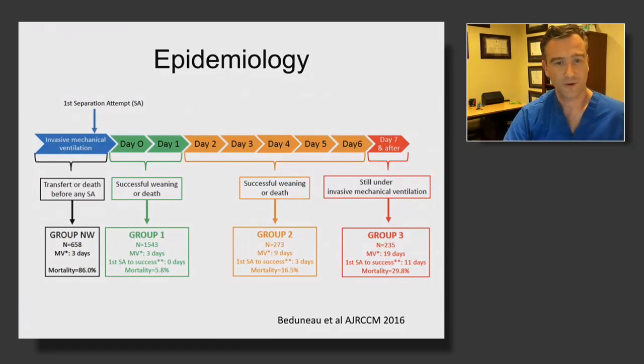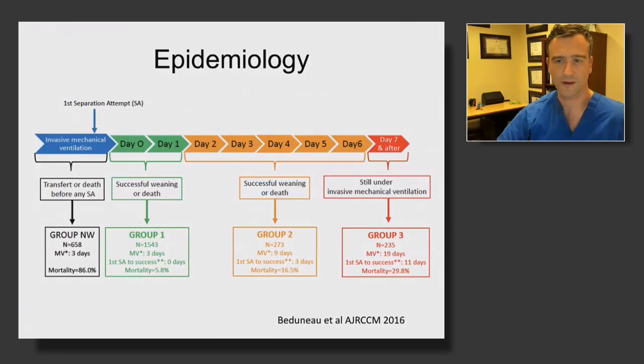But if, on the other hand, you have a spontaneous breathing trial and you're extubated within 24 hours without another trial, then your risk of death is very, very low. And on the other hand, if you fail an SBT repeatedly for up to 1 week, then your risk of death is considerably higher, around 16%. And if you take more than a week to wean from mechanical ventilation, you're having daily spontaneous breathing trials, you're failing them repeatedly, and you're still stuck on the ventilator after a week of weaning attempts, then your mortality is very high at 30%.